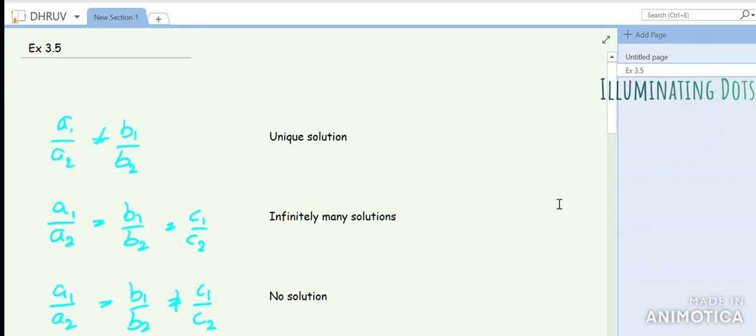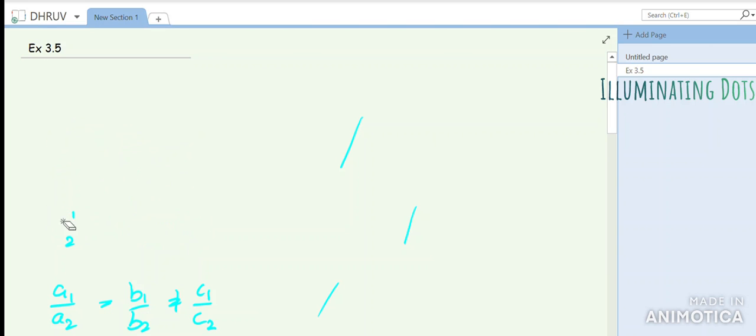Now why do we do this? Since this has a unique solution, it will form an intersecting line on the graph. Since this has infinitely many solutions, it will form a coincident line, and this will form parallel lines. So keep that in mind. Now we know this part here. So what we do is we start with the first question.